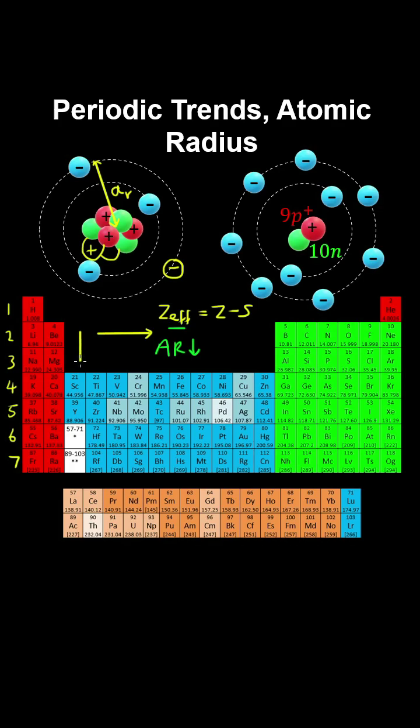Now if we move down the periodic table, we're adding an additional shell, and consequently the atomic radius is going to increase, given that the average distance of a valence electron from the nucleus is going to be larger.